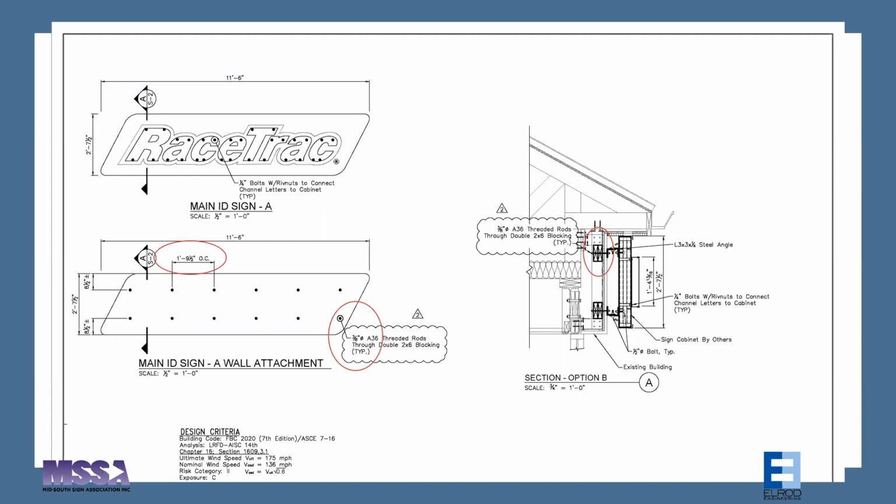Over on the right side, you can see the blocking there. If we show that blocking is necessary, blocking really needs to be there. If there's no way to get blocking into the wall, let your engineer know so that they can come up with a different method. Everything's based on certain assumptions, and you don't want your engineer making a bad assumption.